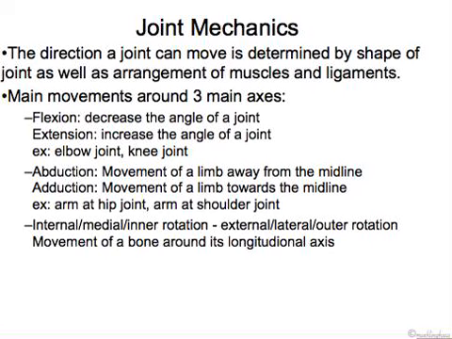Okay, so joint mechanics. The directions a joint can move are determined by the shape of the joint, as well as the arrangement of muscles and ligaments. So we look at joint movement. We have basically three main axes, and we move around the three main axes. That gives us different types of movements.